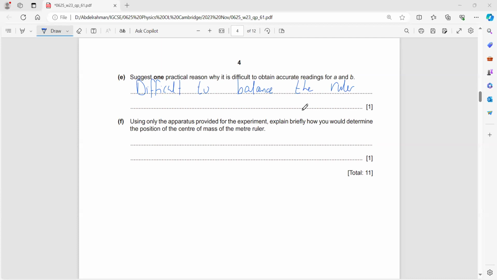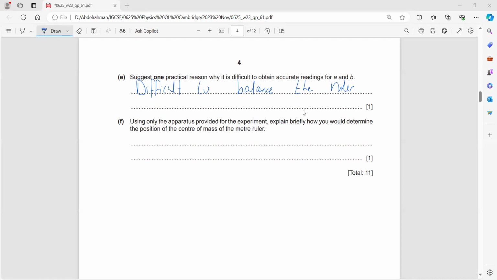Using only the apparatus provided for the experiment, explain briefly how you would determine the position of the center of mass of the meter ruler. How would I determine the position of the center of mass of the meter ruler? Again, one of the precautions we said about this specific experiment. Very simply, move the ruler slowly. Yes, just move the ruler slowly until it balances.